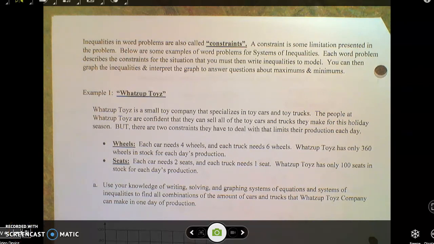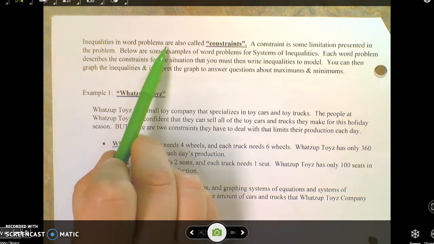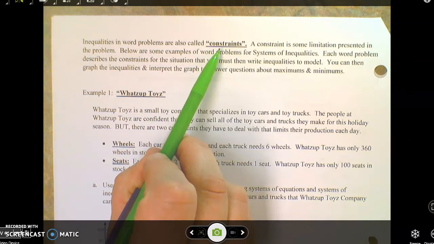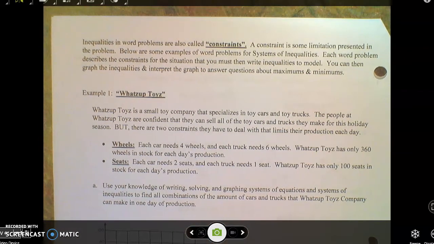Hello, Mrs. Bennett here again for part 2 of Systems of Inequalities, and this is going to focus on word problems. So inequalities in word problems are also often called constraints, and this is some sort of limitation that's presented in the problem.